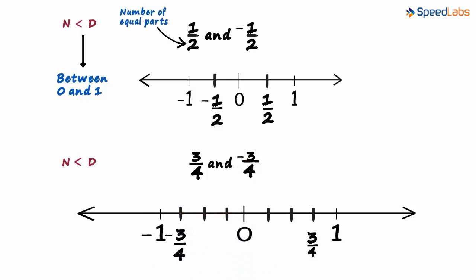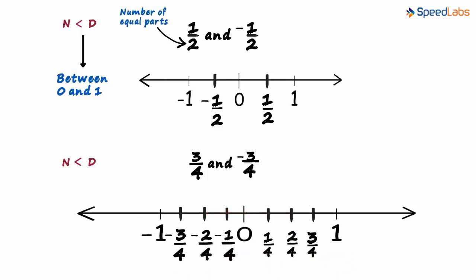But let me ask you a question. You have plotted the numbers 3 by 4 and minus 3 by 4. But do you know which numbers are plotted on these points? Here's your answer. Since this is one part, we mark 1 by 4 here. Since these are 2 parts, we mark 2 by 4 here. Similarly, we can plot minus 1 by 4 and minus 2 by 4 here.